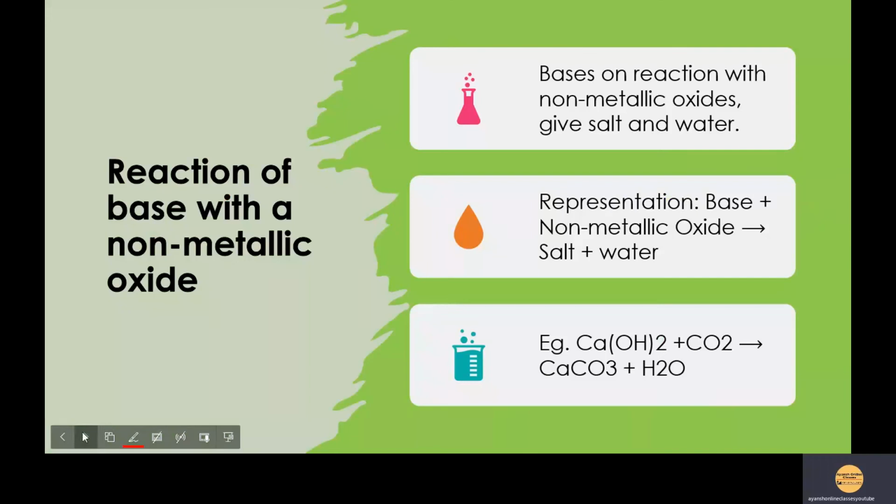Then next, let's see the reaction of a base with a non-metallic oxide. Last time we saw the reaction of a base with a metal. Now we are going to see the reaction of a base with a non-metallic oxide. Bases on reaction with non-metallic oxides provide us salt and water. The general representation is base plus non-metallic oxide giving us salt plus water. This was the verbal representation, and this is how we have represented it in equation form.